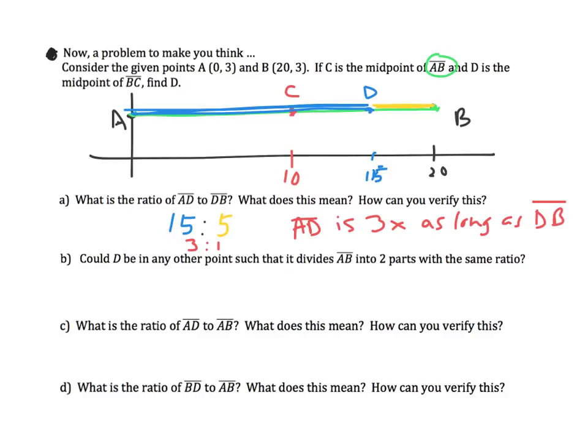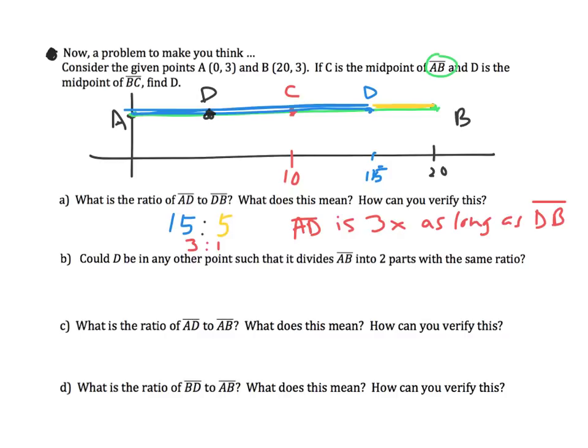Now, that wasn't supposed to be a hard question. Things are going to change as we move throughout this. So just keep that thought in mind of what we're comparing there. Could D be in any other point such that it divides AB into 2 parts with the same ratio? So could we create a ratio of 3 to 1 on that segment, but D is actually in a different spot? So we would still have to have the 2 lengths of 15 and 5, but if you're not worried about the order, because with the ratio it doesn't matter what order it's in, then we could obviously put D on the other side.